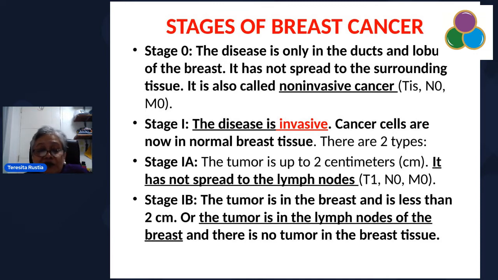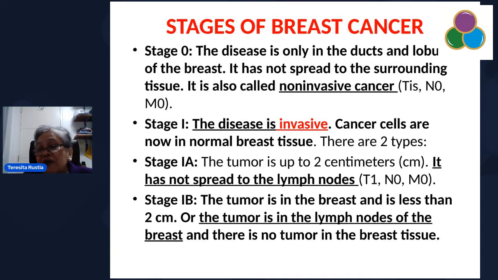So in stage 1A, the tumor has not spread to the lymph nodes. In stage 1B, the tumor is in the lymph nodes. Now, it could be less than 2 cm, but the presence of the tumor near the lymph nodes or in the lymph nodes makes stage 1B a little more advanced.